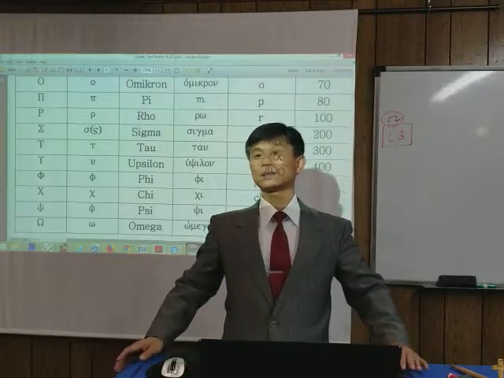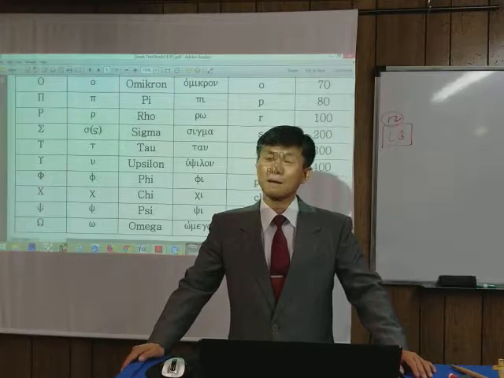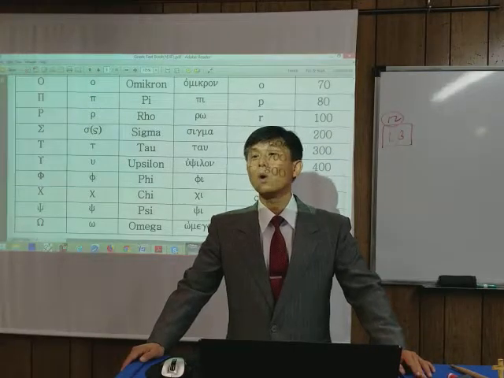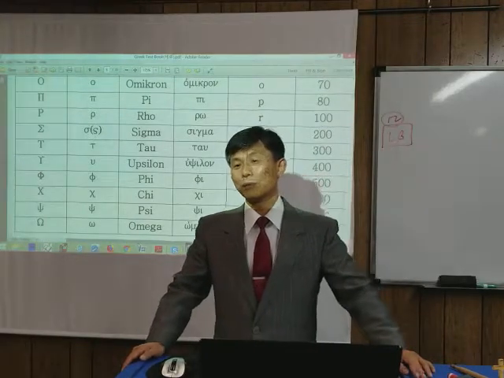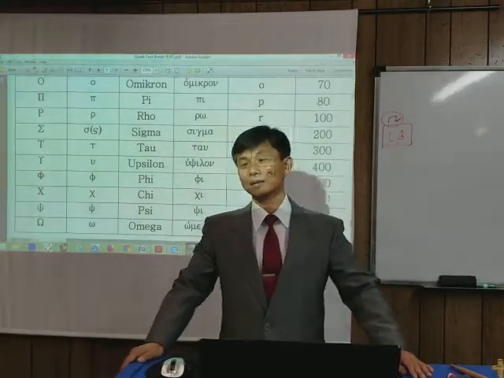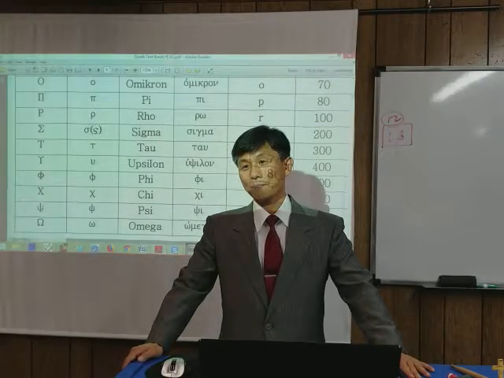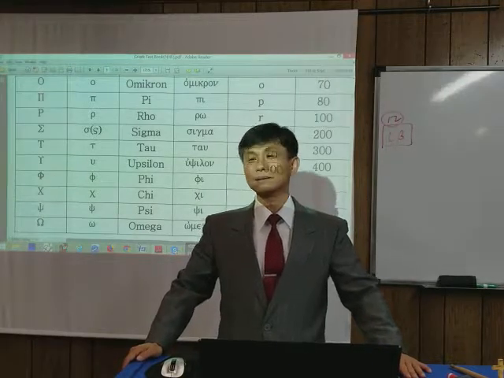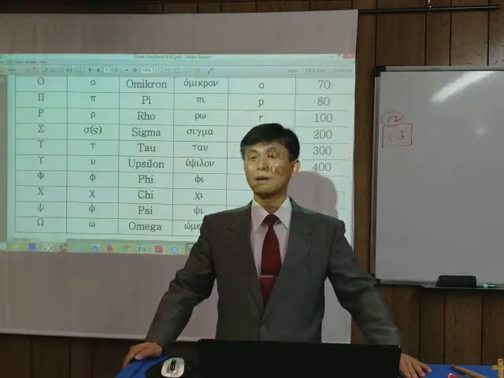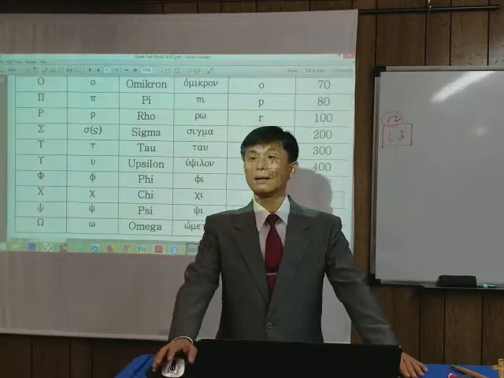So the first alphabet in Greek is alpha, and the last alphabet in Greek is omega. That's why when we go to the book of Revelation, Christos Jesus and God say, I am the alpha and omega. I am the beginning and the end, right? So there is alpha, the beginning of the alphabet, and then the last alphabet, omega.